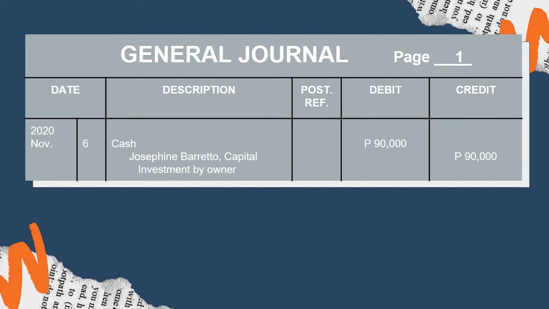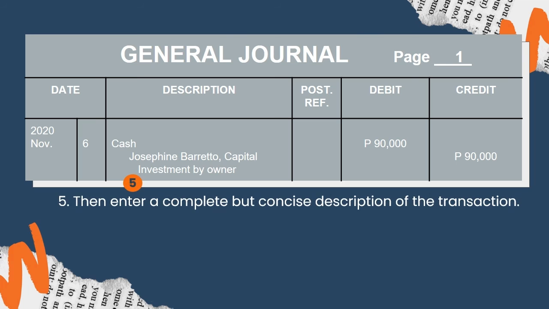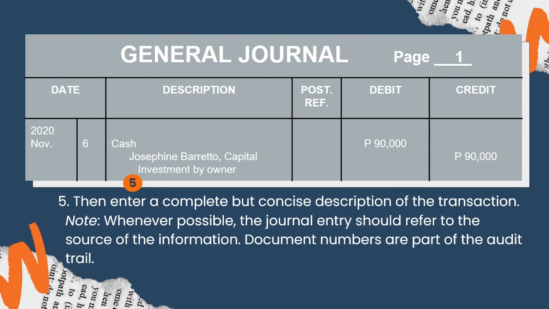So, after you record the debit side and the credit side, you need to enter a complete but concise description of the transaction. So, for example here, investment by owner. That is the brief explanation of the transaction on November 6, 2020. Next, whenever possible, the journal entry should refer to the source of the information. Document numbers are part of the audit trail.